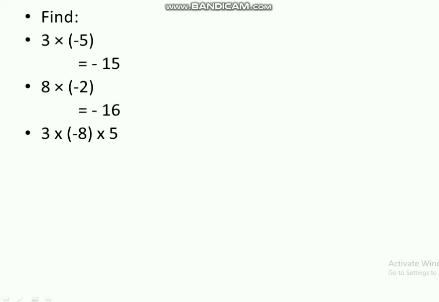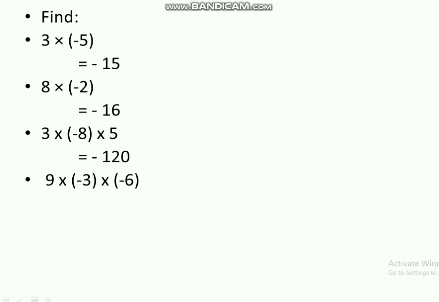In the next question, they are given 3 into negative 8 into 5. Here also just ignore the negative sign and find out what is 3 into 8 into 5, which is 120. After that, count the number of negative integers. Here also we have only one negative integer. That means an odd number of negative signs. So our answer is negative 120.